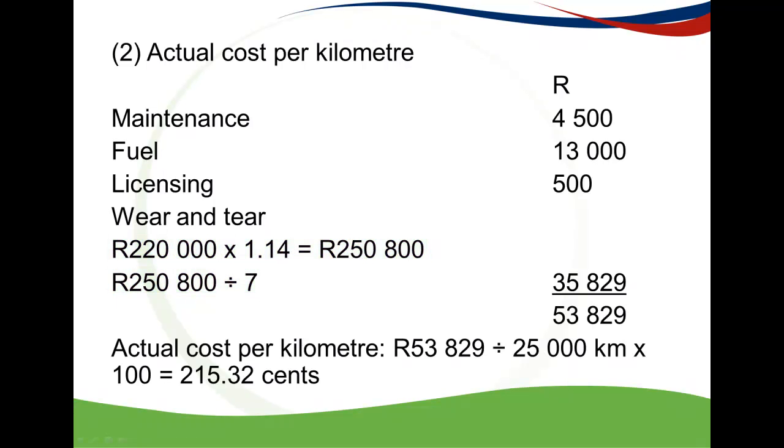The actual cost per kilometre would now be the total cost divided by the total number of kilometres to get to the actual cost per kilometre. Why do we use the total number of kilometres? Because remember, these costs is for all travel, and therefore, to get to a cost per kilometre, you need to divide by the total kilometres that the person travelled.